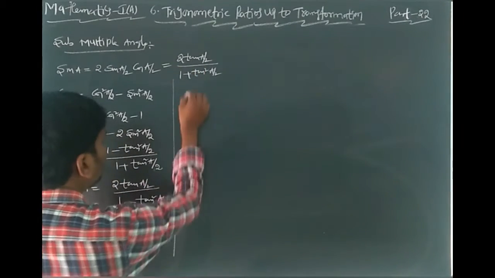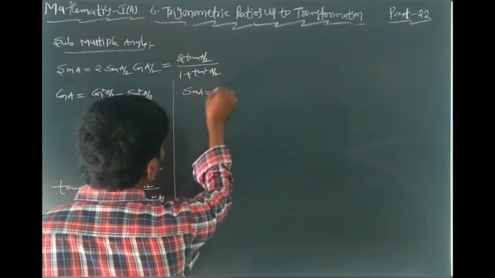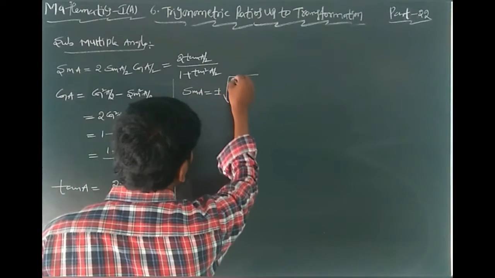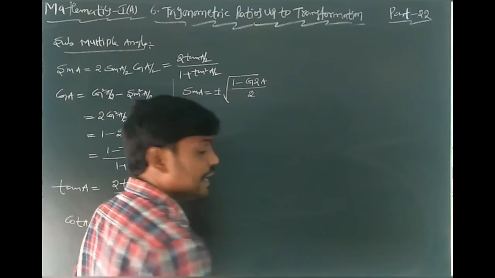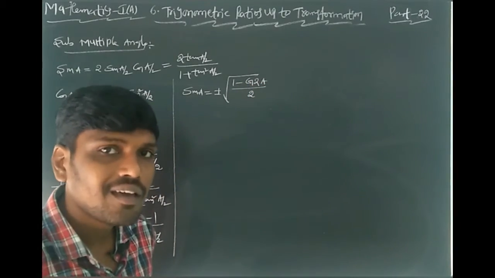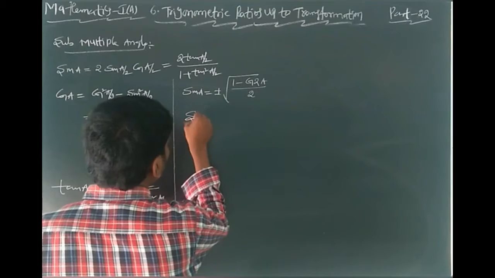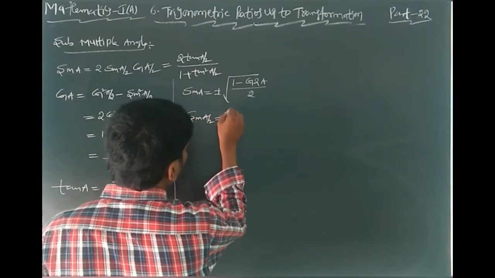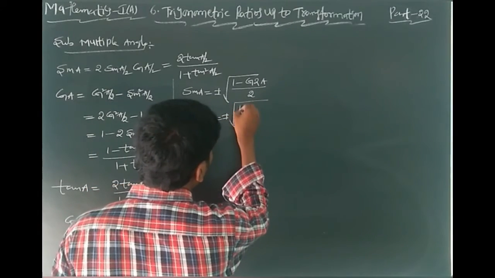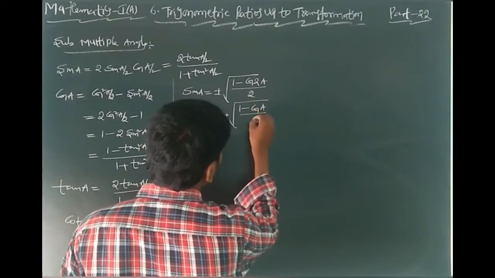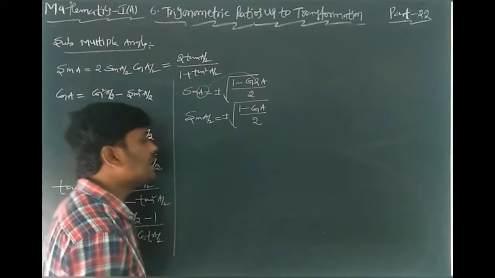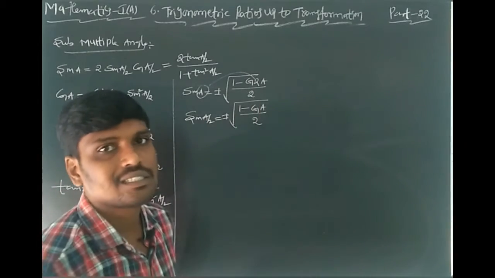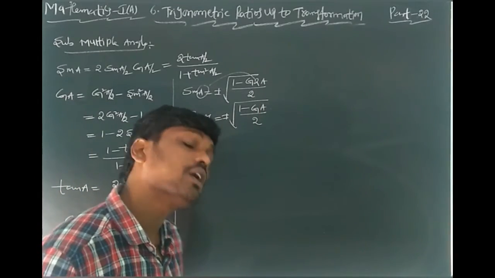Similarly, you can write sin a. Sin a is equal to plus or minus square root of 1 minus cos 2a by 2. This is also a very important formula. Similarly, sin a by 2 is equal to plus or minus square root of 1 minus cos a by 2. See students, here a is there, double 2a. Here a by 2 is there, nothing but a by 2 into 2 a.